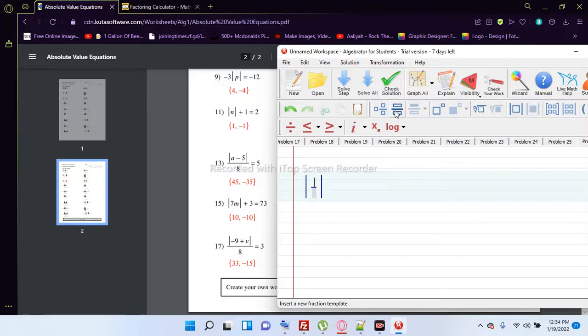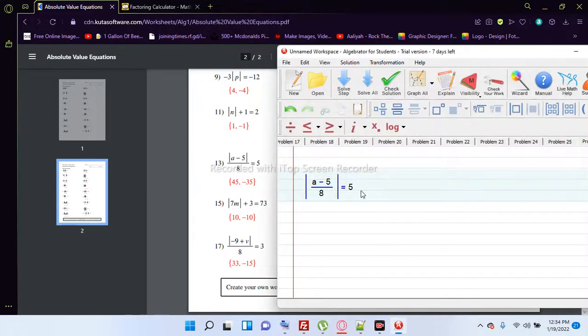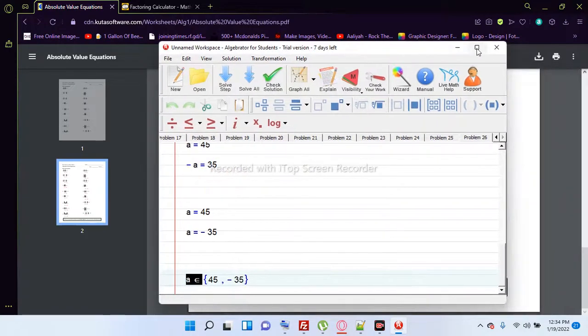Alright. Okay, now what do? A minus 5. Okay? A minus 5. Very easy, okay? A minus 5. And under it, the number 8. The number 8. Okay. Outside the box here equals 5. Great. Good. Okay. Now, what do? Solve all. Okay? 45, negative 35. 45, negative 35. Come on, people. This is the Algebrator. What don't you put there? The A and the E. The A and the E. Duh. Come on.